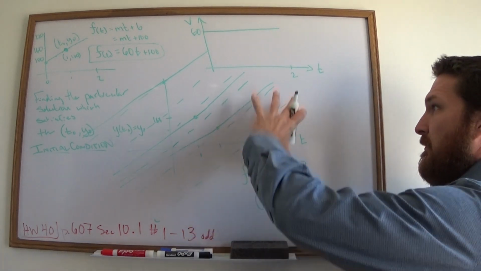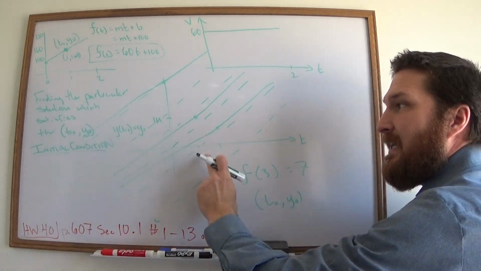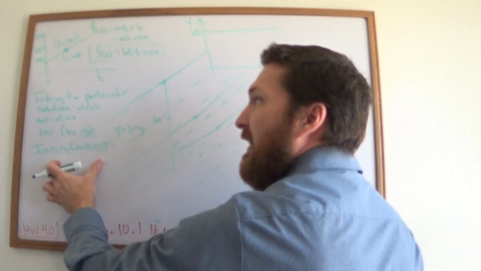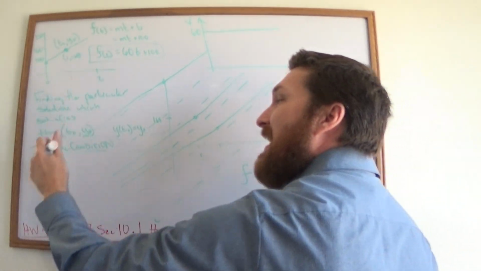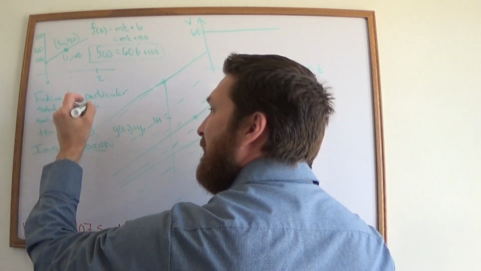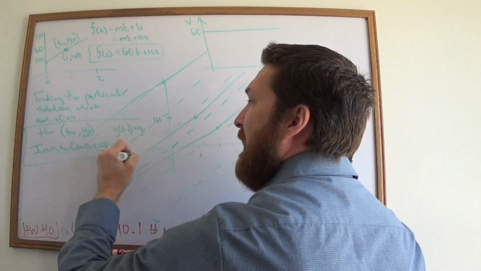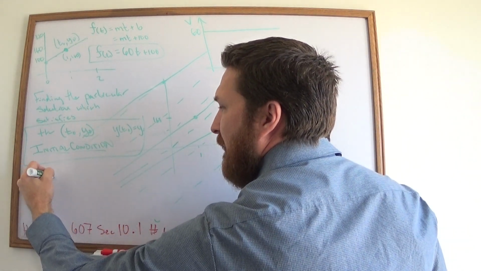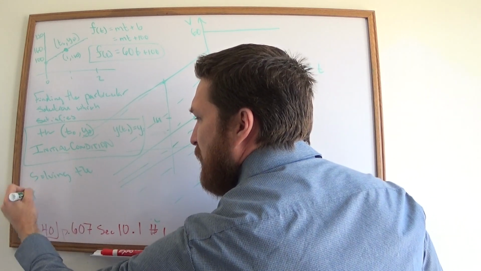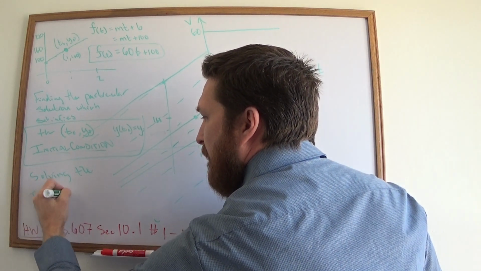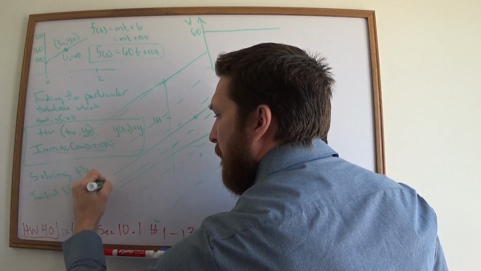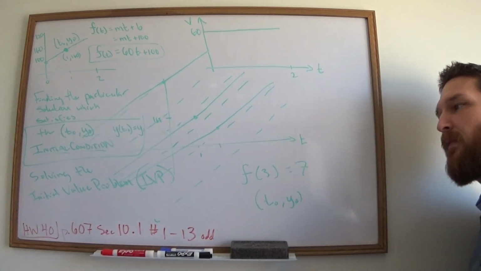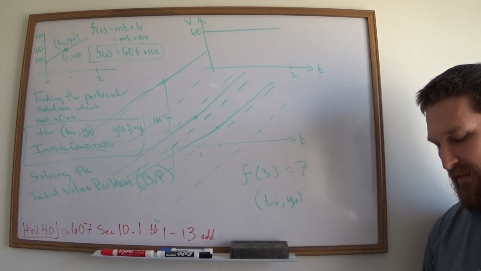So you have some infinite family of solutions. Any point which tells you which one it is called the initial condition. Finding the particular solution which satisfies the initial condition is called solving the initial value problem. From now on, IVP. So I say we have an IVP. We have an initial value problem.